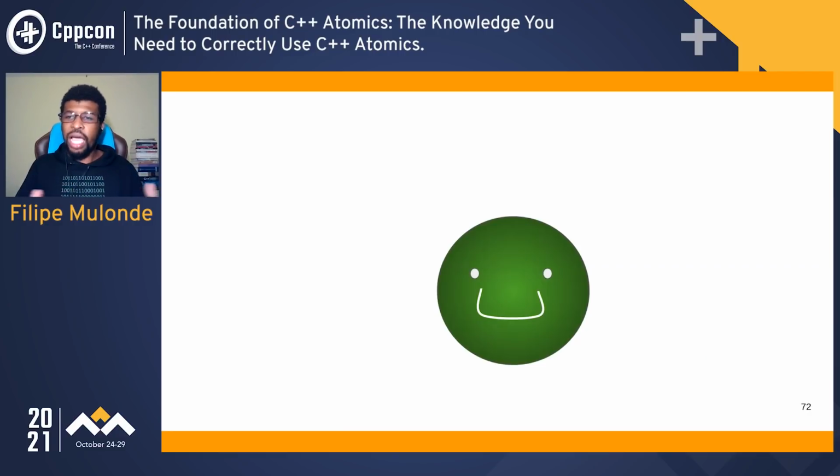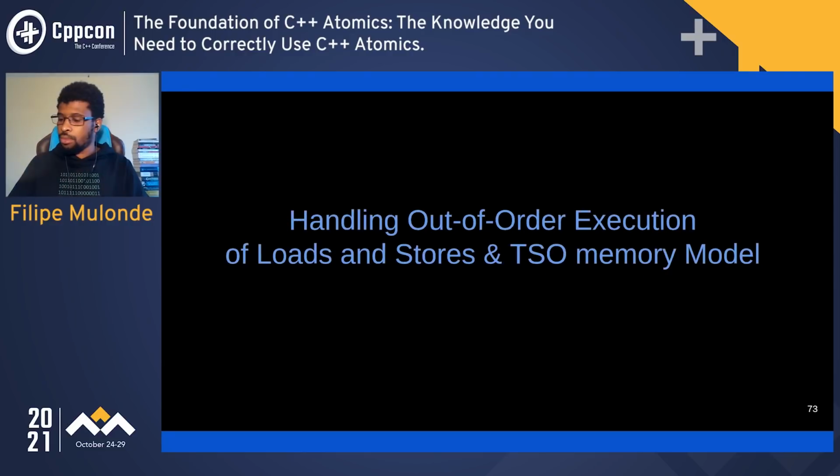Now, we are happy because we can tolerate data flow dependencies. Now, let's talk about handling out-of-order execution of loads and stores and how it influences the TSO memory model, right? Until now, we have only covered things about registers, but what really matters to us when we talk about memory models is memory operations, right?